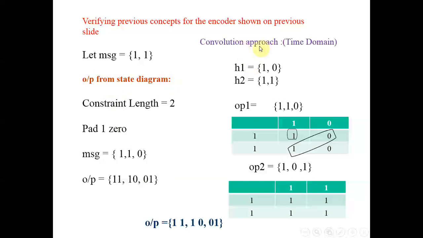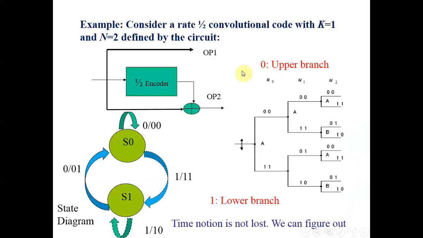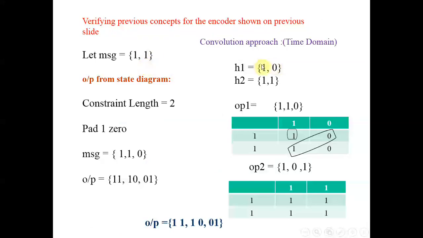Now let's take the convolution approach. I have taken this convolution approach for the first encoder in the first video. So what is the time domain approach? Now let's verify a few of the concepts. For convolution, I need impulse responses. Now there are two branches, so I will have one impulse response of this branch and one impulse response of this branch. How to find the impulse response? Apply 1 here. So if I apply 1, my upper output is 1, right? And then that 1 will come here, and to complete the operation I will apply 0. So that 0 will go to the upper branch, right? So my upper impulse response is 1 0.